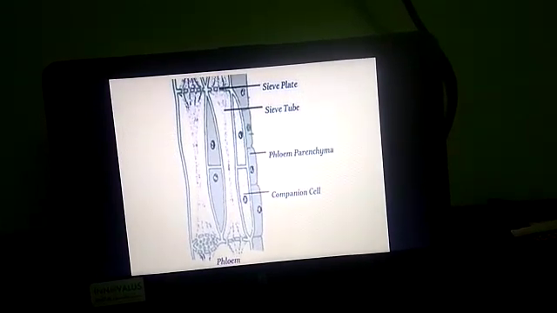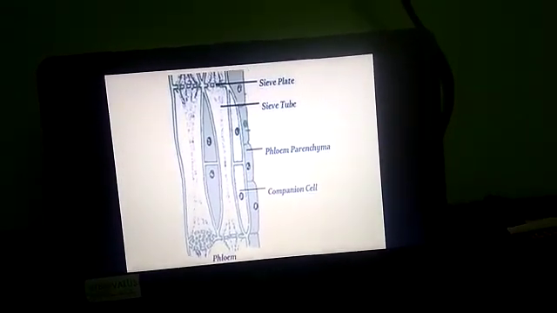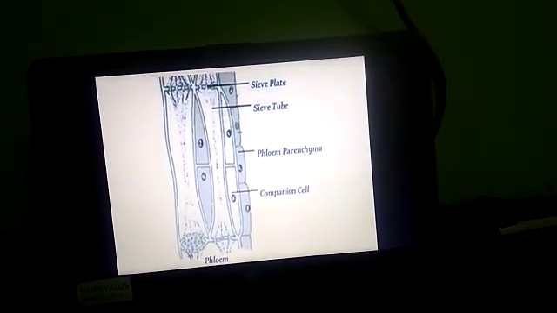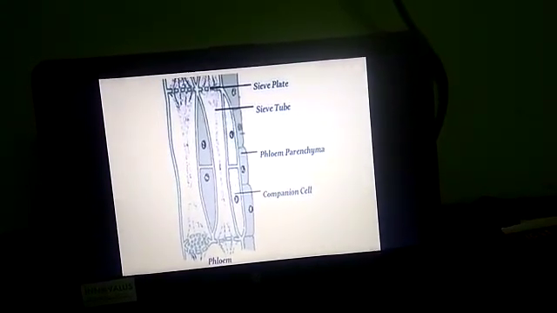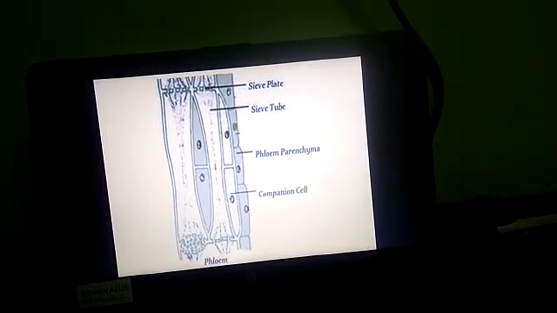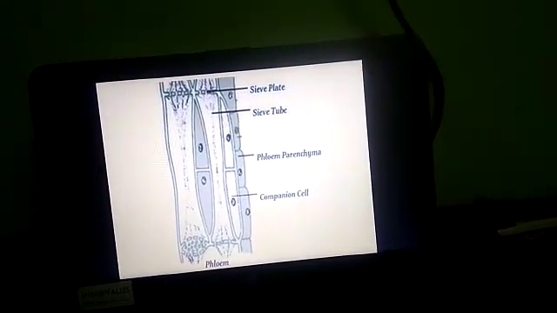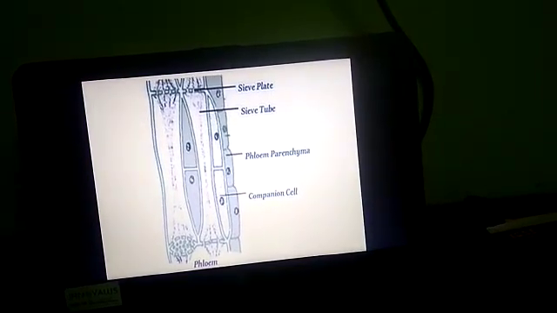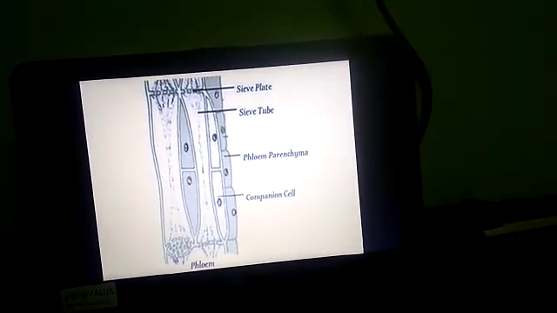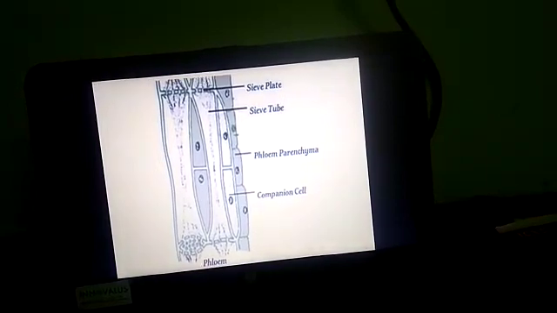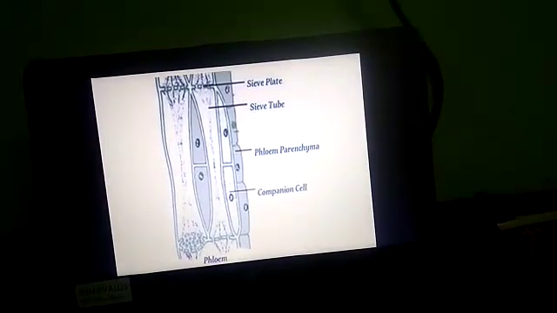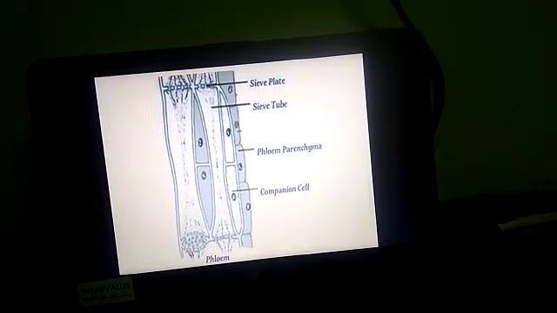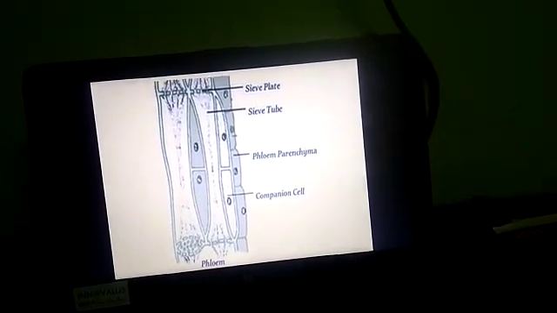See children, sieve tubes are arranged vertically and they are placed end to end, and the end walls are perforated. That perforated part is called the sieve plate. If you see, the perforated line is there, that is the sieve plate. Food materials pass from cell to cell. These sieve tubes play an important role in transporting food.